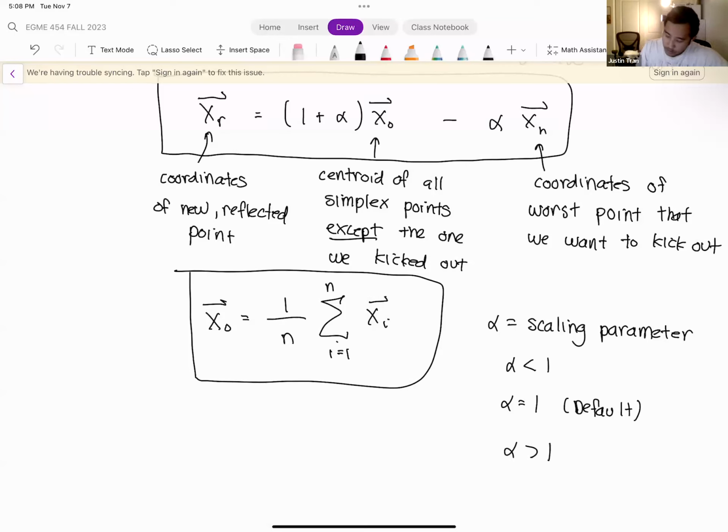If you set alpha less than 1, this is going to turn your algorithm a little bit more conservative, and so it's going to make it a little bit more stable and less likely to do weird stuff, but it's also going to make it slower.